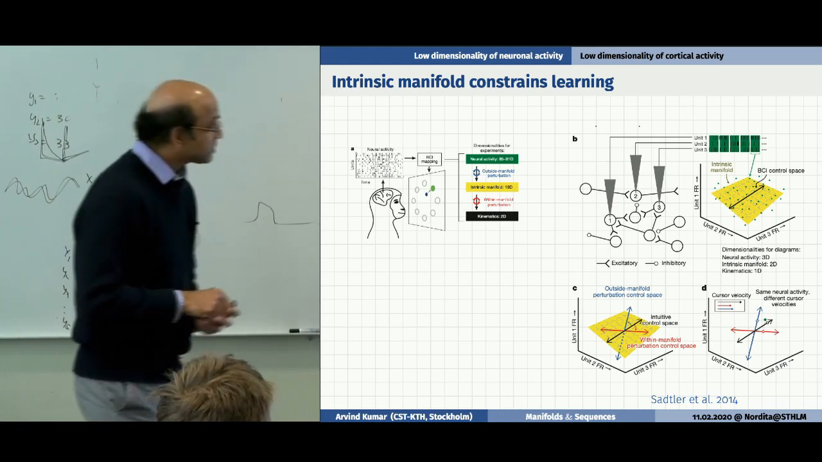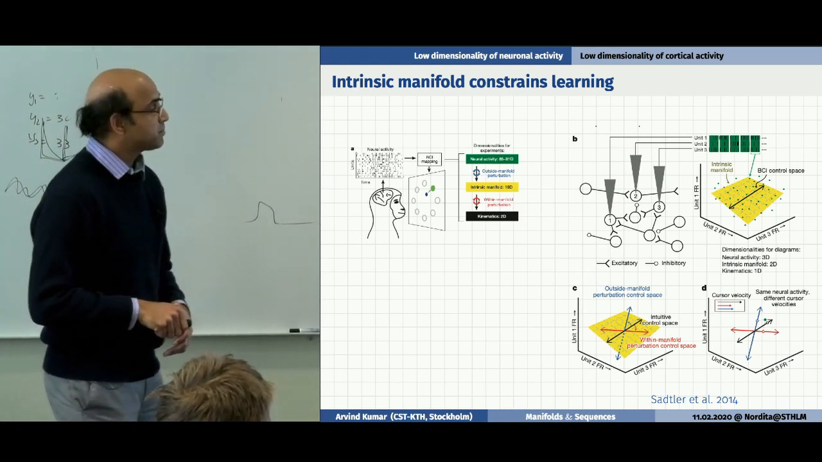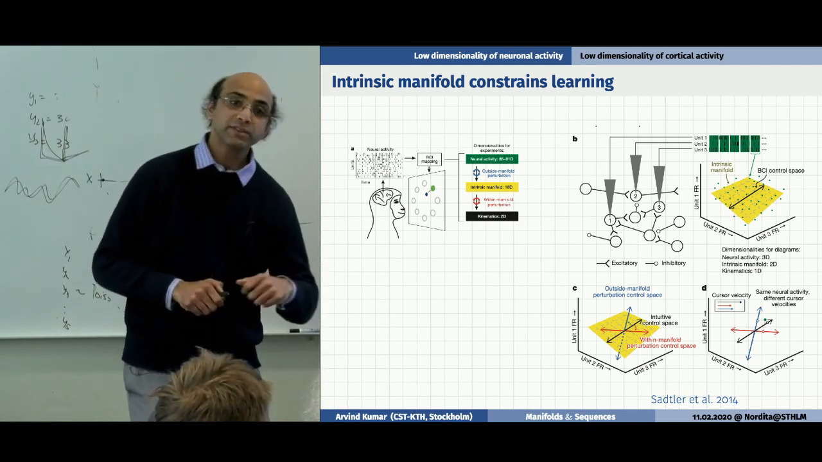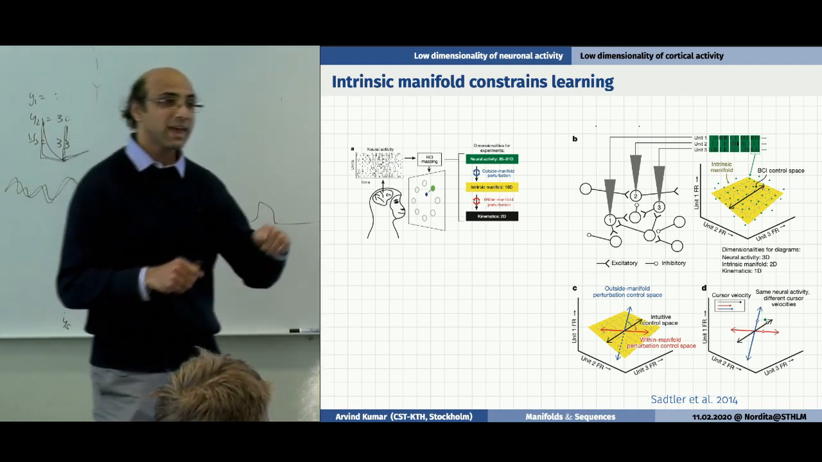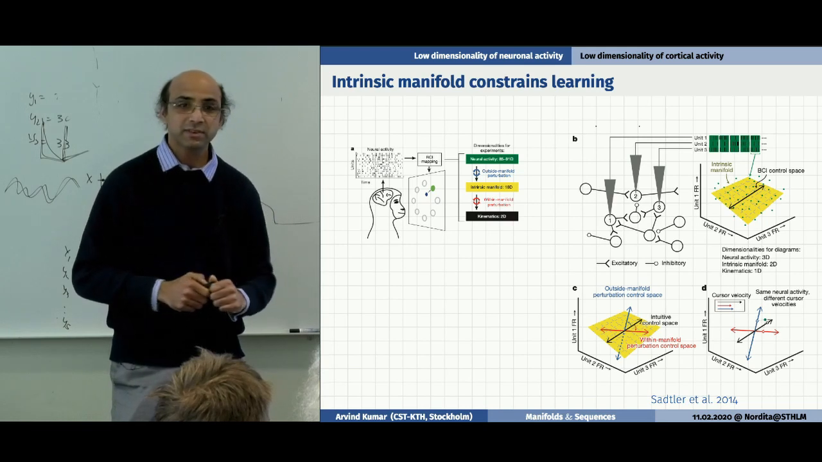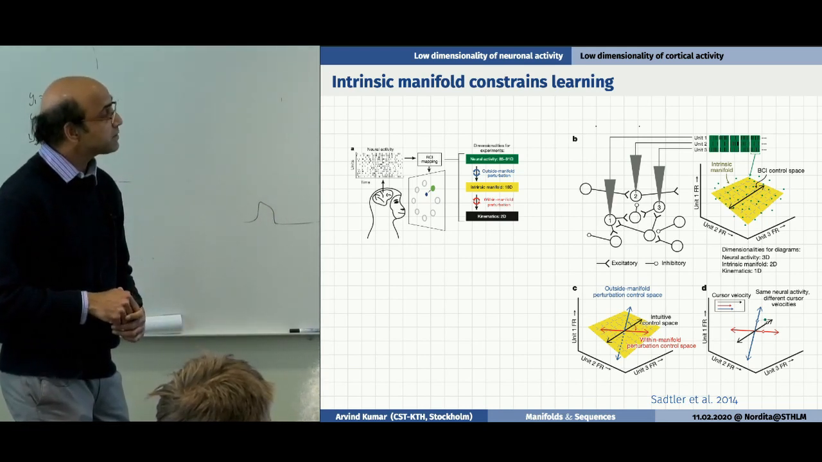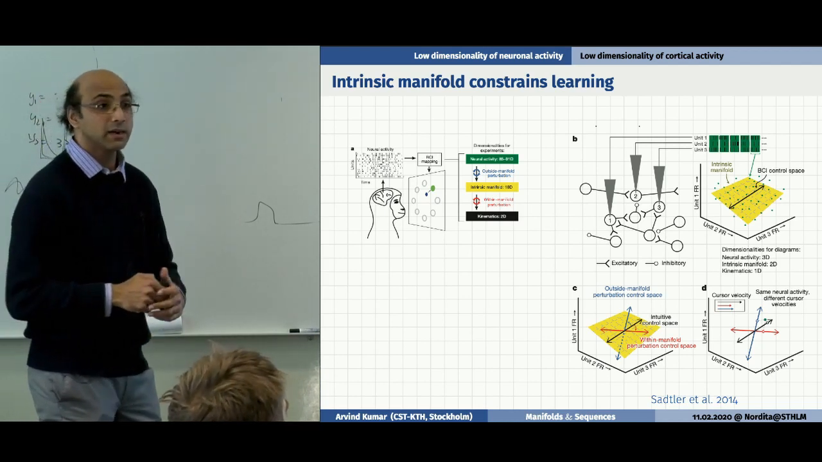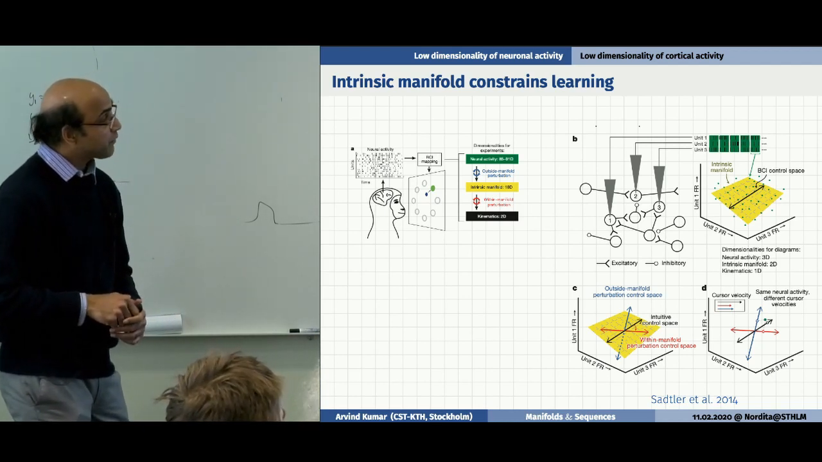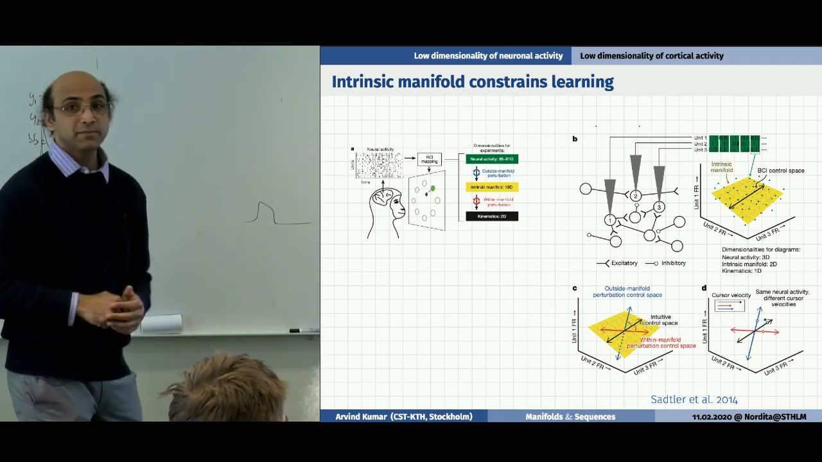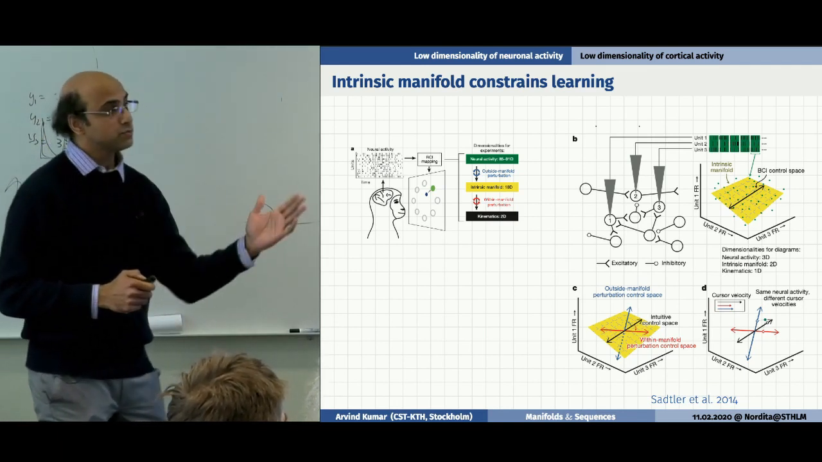But this paper changed this opinion. This is from Aaron Batista's lab. What they did here is they tried to exploit these manifolds and see whether they have any behavioral relevance or not. And the task they did was that first they check where the manifold is, then they design their BMI decoder, which exploits the fact that the activity lives in a manifold. So up to this time, it's good, and then they start to perturb it.